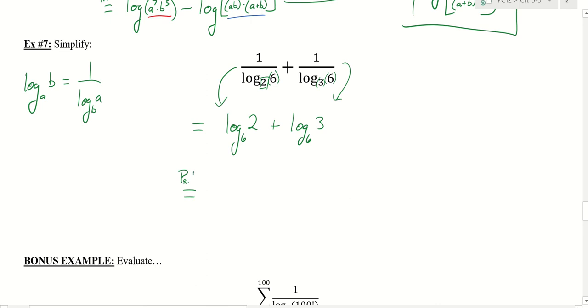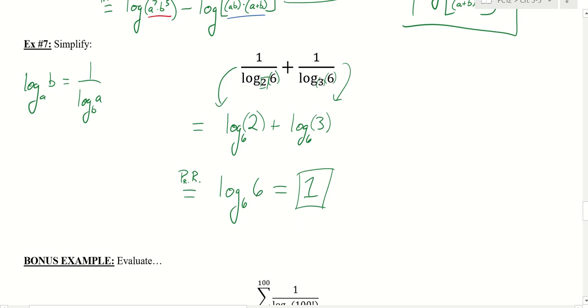The product rule is really just noticing that we have a sum of logarithms, and we can write that as one logarithm where we take the product of their inputs. 2 times 3 is 6. So there we go. Applying the product rule, we now have log base 6 of 6, which is really just 1, right? 6 to the power 1 equals 6. So there we go. We've simplified this as much as we can. We've simplified this so much that we've actually evaluated it. We found a simple number value for it.